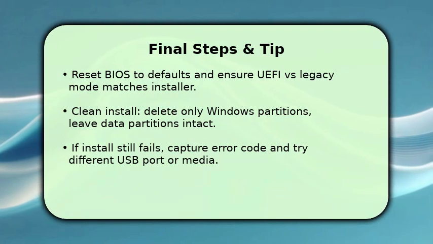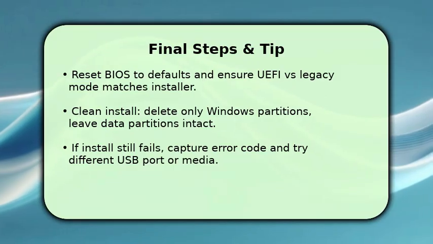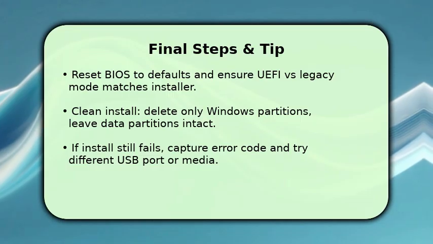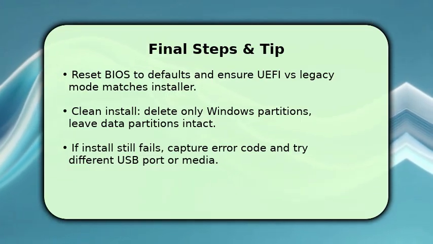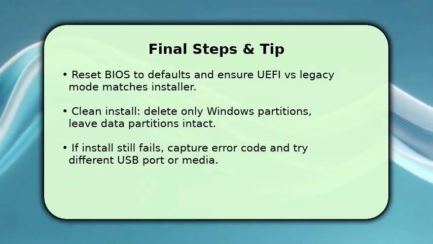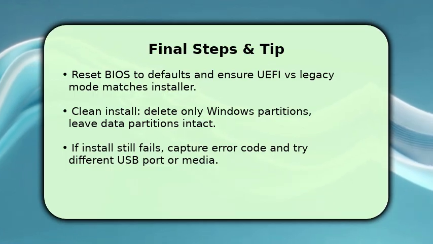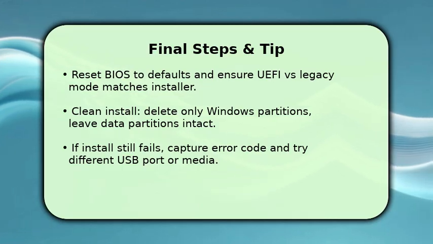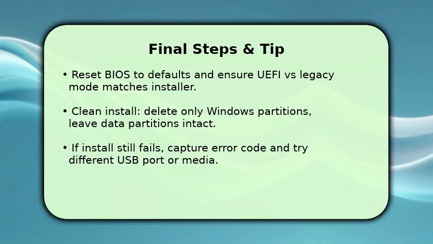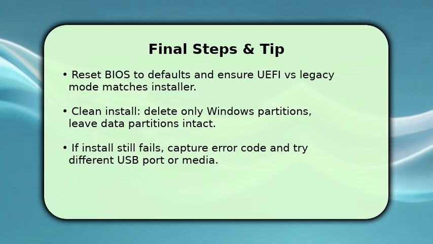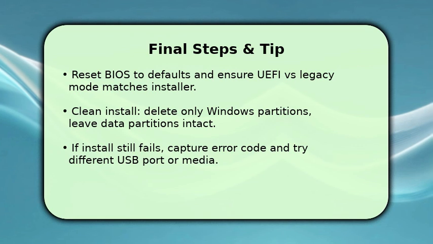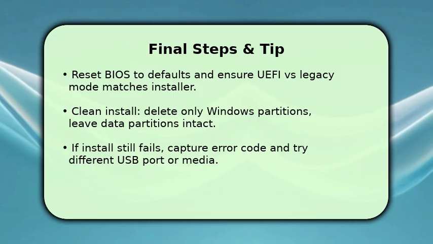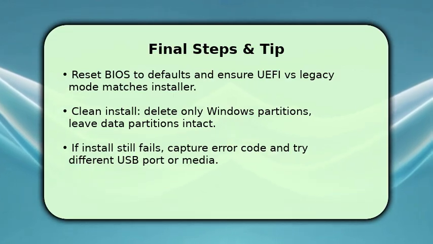For final completion, make sure BIOS is set to defaults and boot mode, UEFI versus legacy, matches your installer type. Mismatch prevents completion. If repairs did not work, perform a clean install by deleting Windows system partitions only. Do not touch data partitions. Recreate partitions during setup and allow Windows to format them. If the error persists, note the exact error code, try another USB port or a freshly built installer, and test with a different drive. That single change often resolves stubborn failures.